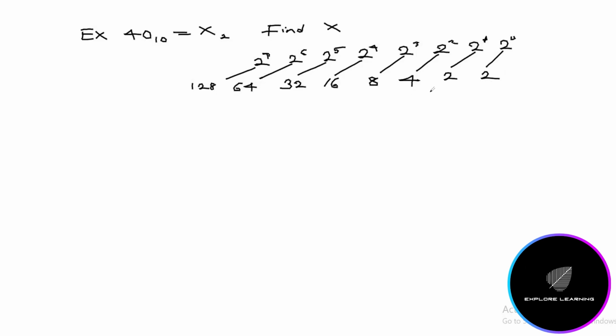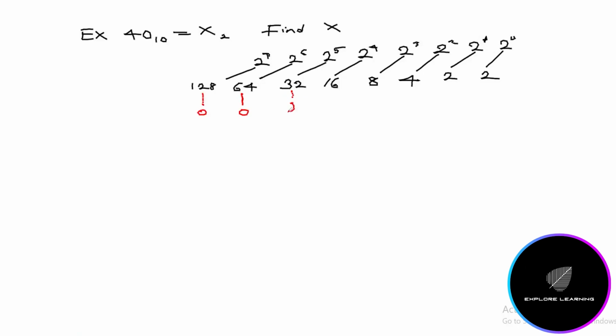So in this case, we know that at this point, 40 is less than 128. So we're going to put 0 at that point. Now, if you check the next value, which is 2 raised to the power 6, 40 is less than the value. So we introduce 0. Now, if we check the next value, which is 2 raised to the power 5, 40 is greater than 32. So at this point, you say 1.